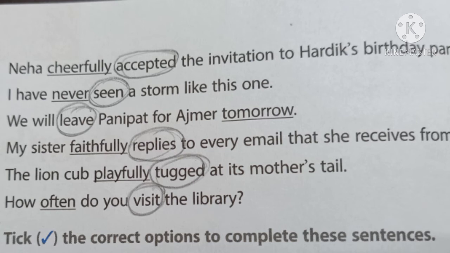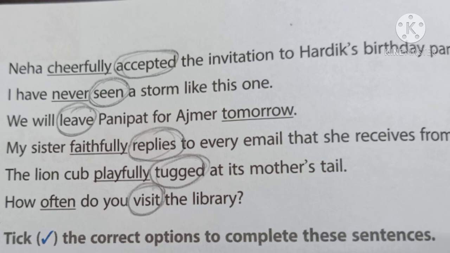I have never seen a storm like this. Seen is the word over there. We will leave Panipat for Ajmer tomorrow. Leave is the verb over there. My sister faithfully replies to every email that she receives from her fans. In that sentence, there are two verbs, replies and receives, but faithfully is a word which is giving more information about replies. So replies is the verb over here.